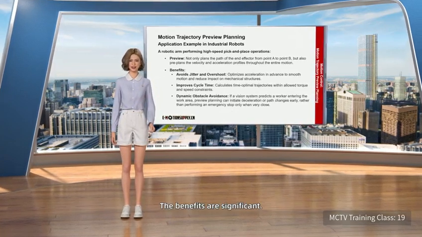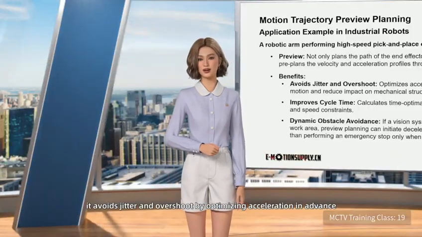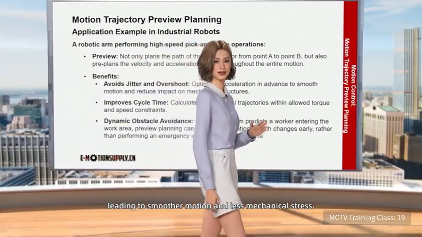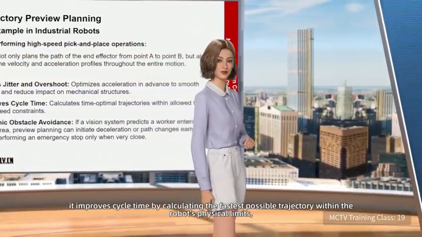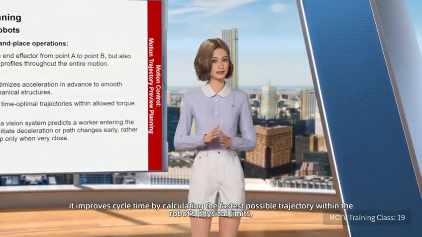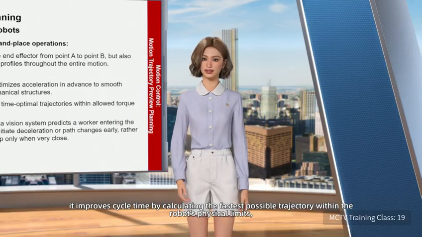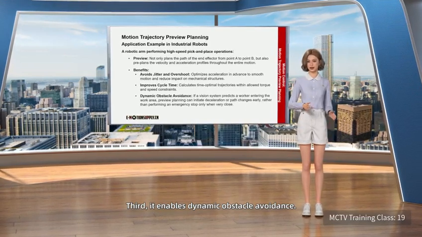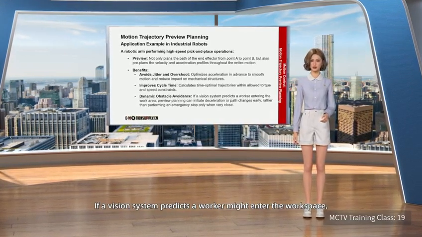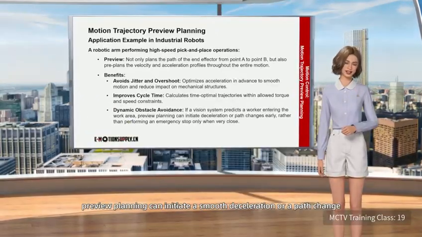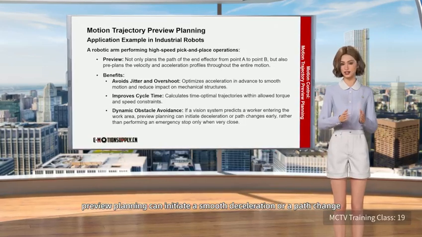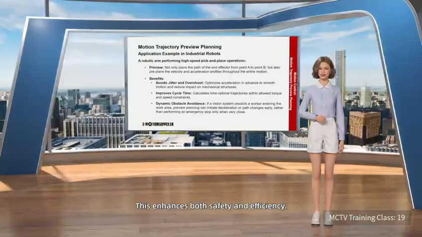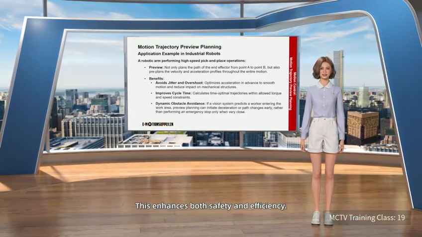The benefits are significant. First, it avoids jitter and overshoot by optimizing acceleration in advance, leading to smoother motion and less mechanical stress. Second, it improves cycle time by calculating the fastest possible trajectory within the robot's physical limits, like torque and speed constraints. Third, it enables dynamic obstacle avoidance. If a vision system predicts a worker might enter the workspace, preview planning can initiate a smooth deceleration or a path change well in advance, moving beyond the need for last-second, jarring emergency stops. This enhances both safety and efficiency.